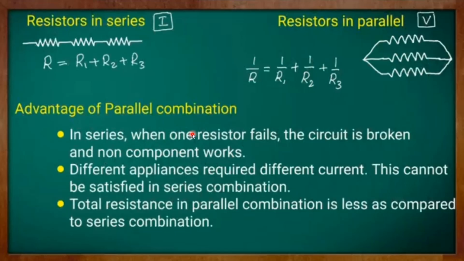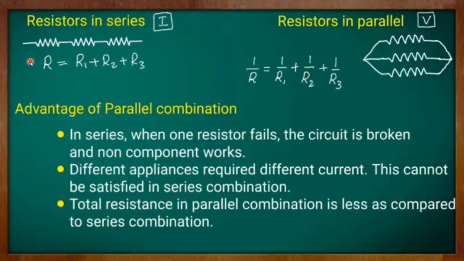That means, as I've said, in series, if I take the example of the lighting at a wedding day or a housewarming ceremony, you might have observed that if any one of the bulbs got damaged, then the whole line of the lighting set will not glow. That means if any one of the resistors fails, then the whole circuit is broken.